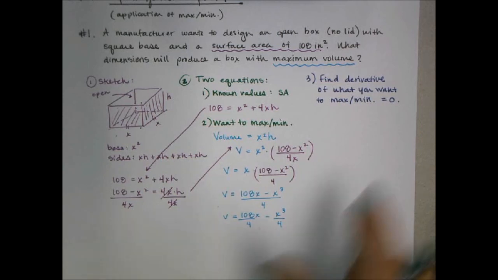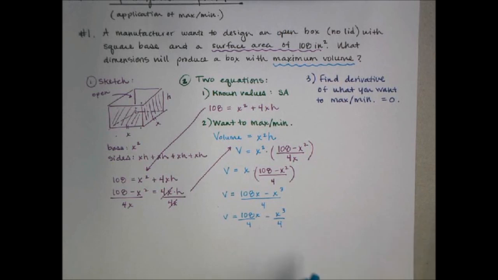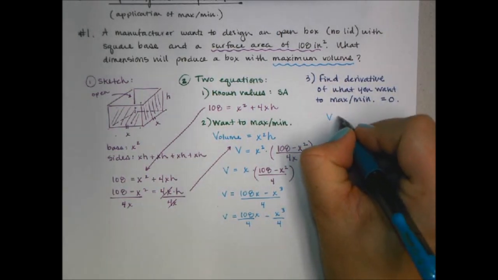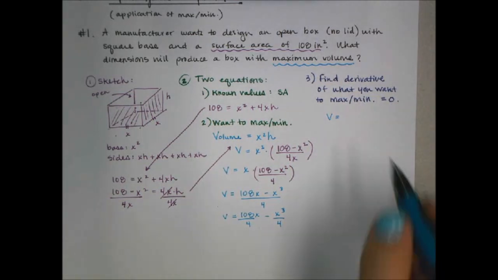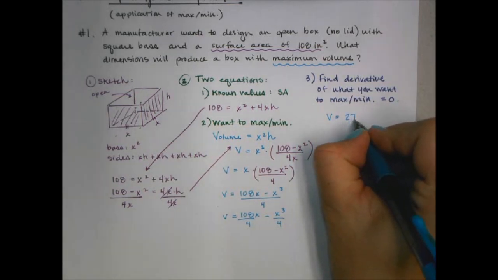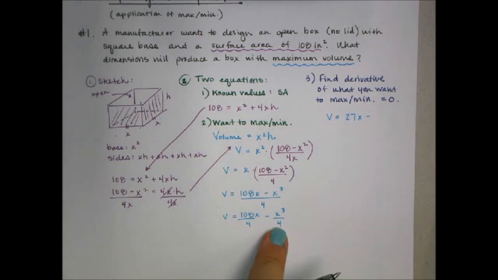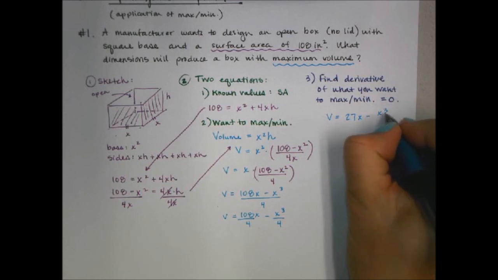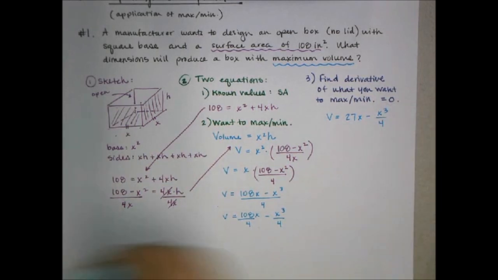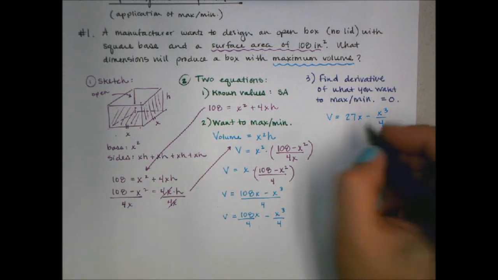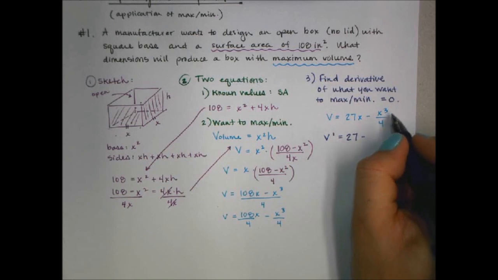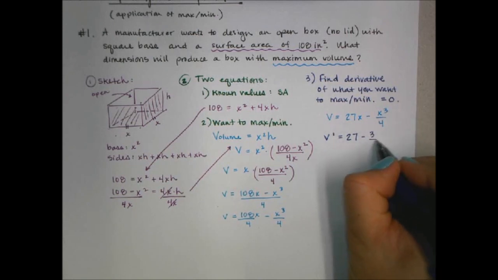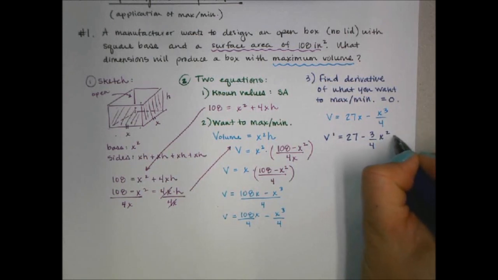So up here, I'm going to write down the volume formula again. So 108 over 4 is going to reduce to 27x. And this is 1/4 x cubed, or x cubed over 4. And now we're ready to take the derivative and set it to 0. We get 27 minus 3/4 x squared. Set that equal to 0, and we solve for x.